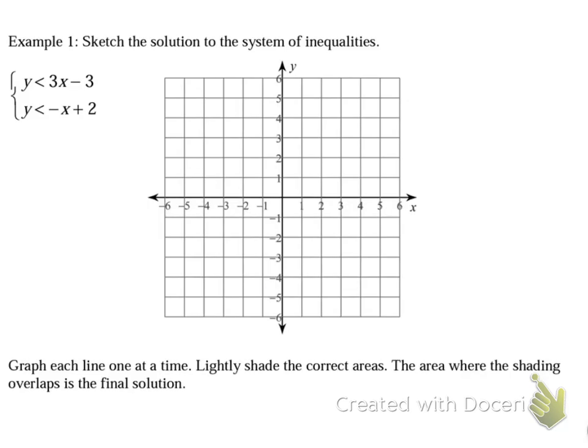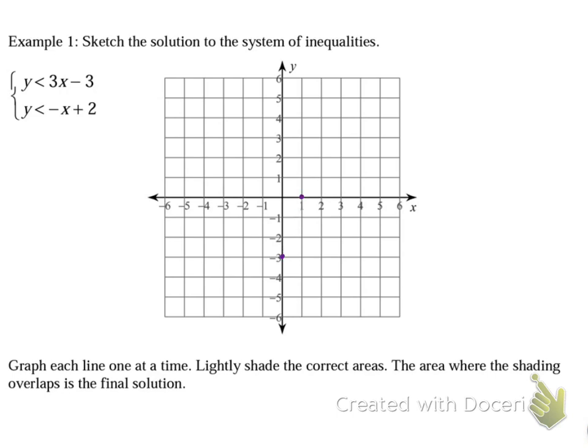Okay, here we go. So y is less than 3x minus 3. So I'm going to graph that first. And our y-intercept there is negative 3. And then we go up 3 over 1, up 3 over 1. Okay, so there's our line. And I need it to be dotted, so I need to undo that.